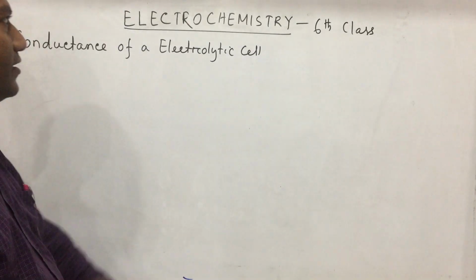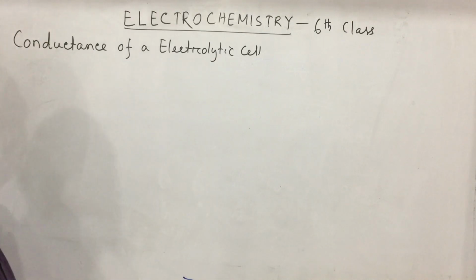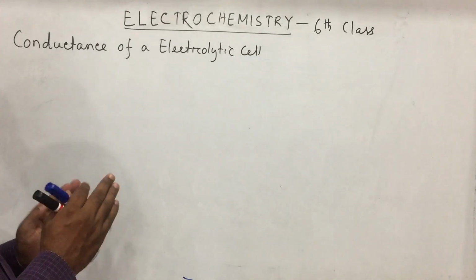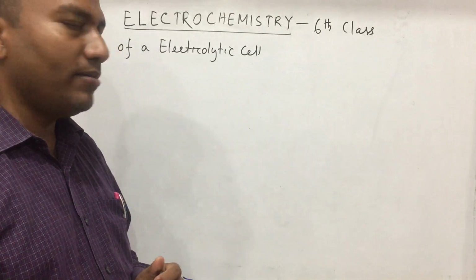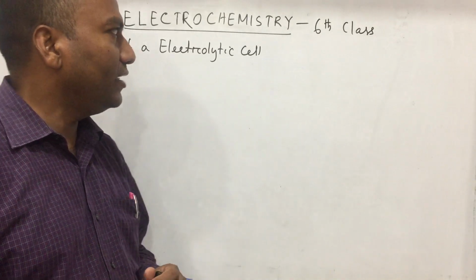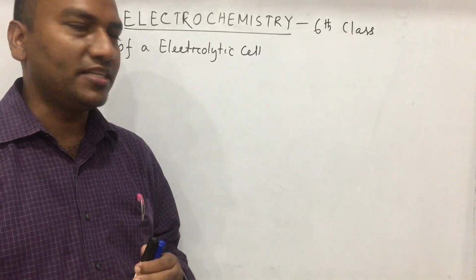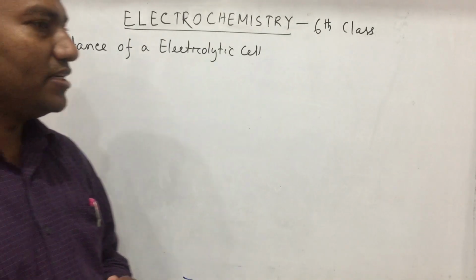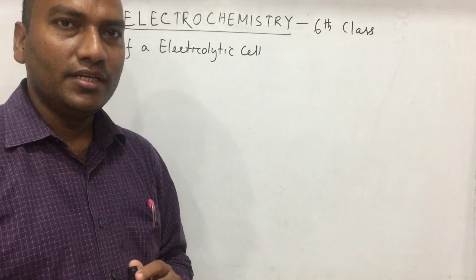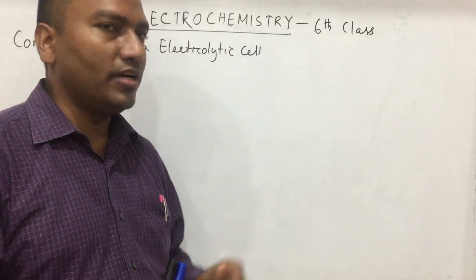So welcome students. This is the 6th class of electrochemistry. In this class we will read conductance of an electrolytic cell. Up to the 5th class we have completed the galvanic cell, in which chemical energy is converted into electrical energy. But what is an electrolytic cell? An electrolytic cell is the cell in which electrical energy is converted into chemical energy.